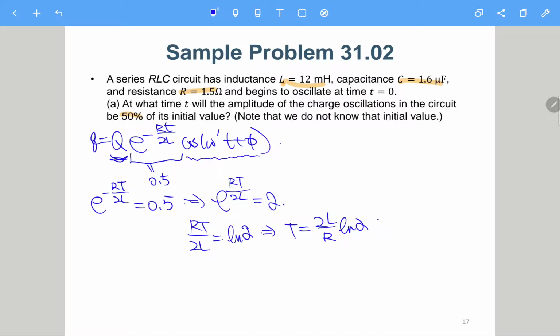And then we can just plug in the numbers. So we have T equals 2 times 12 milli, and then over R is 1.5. So it doesn't relate to the capacitance. And then natural log of 2. So this number is 11 milliseconds.